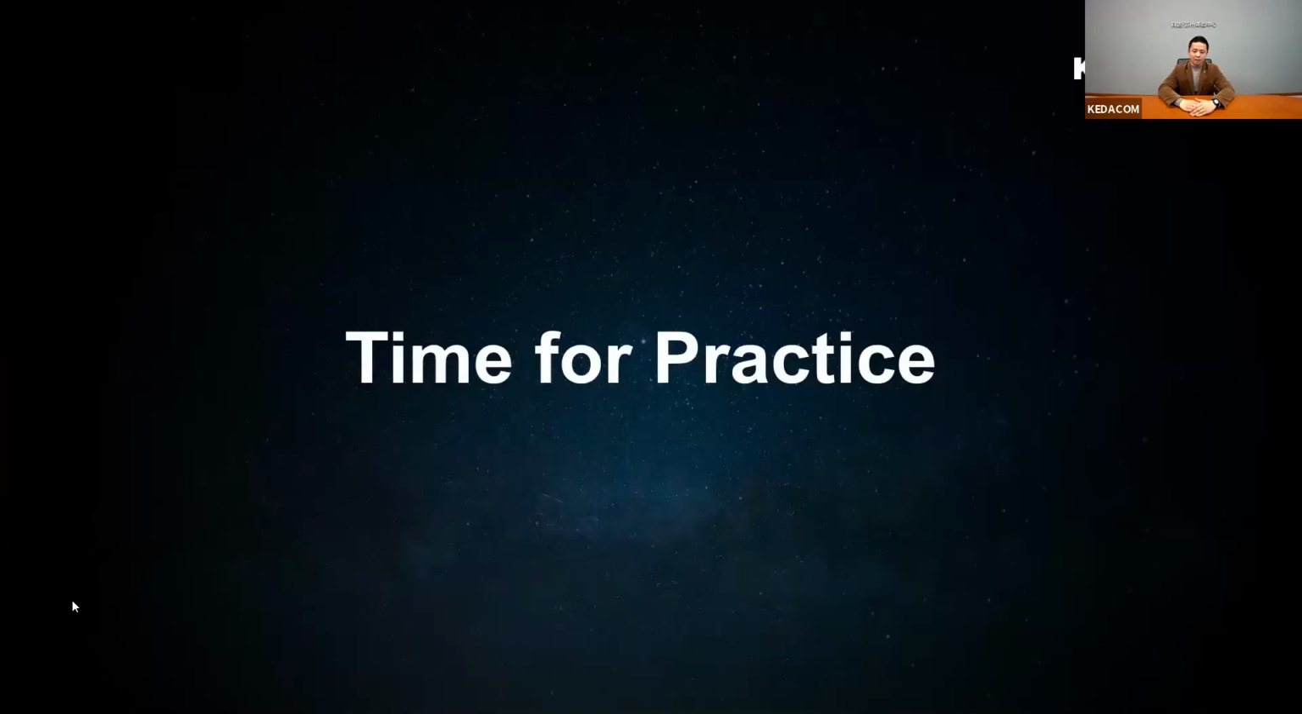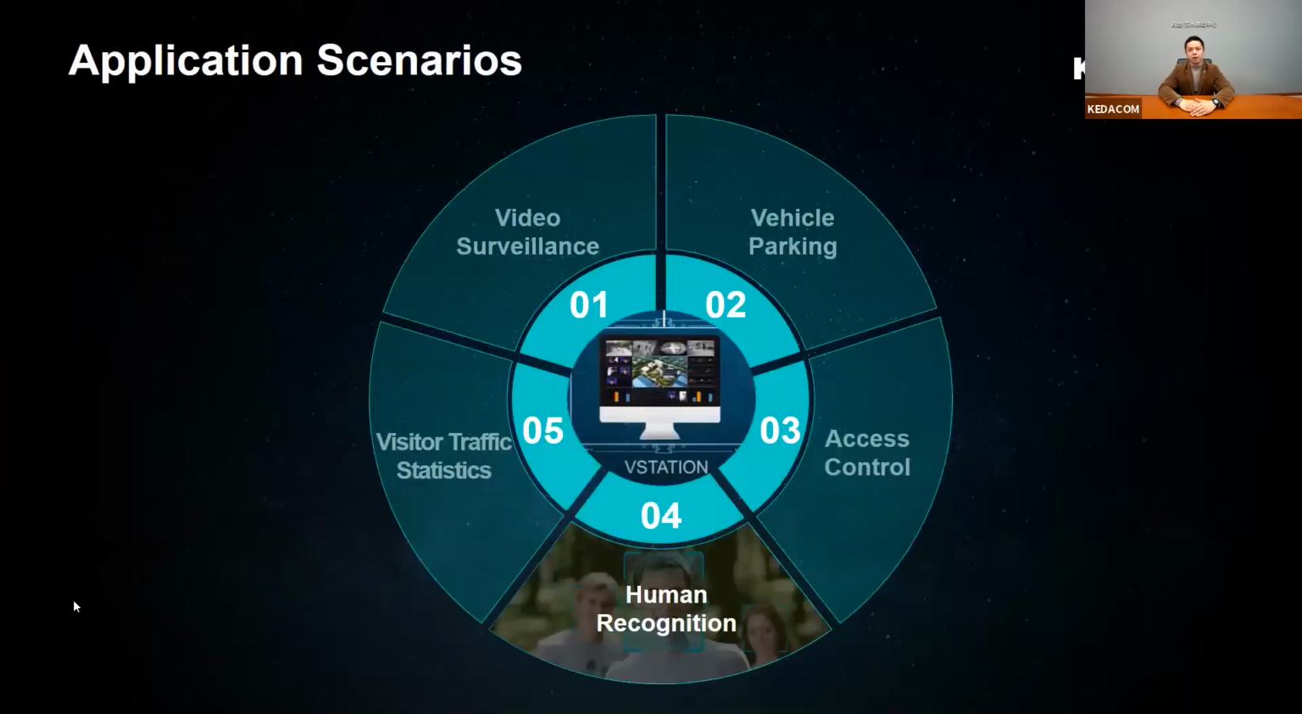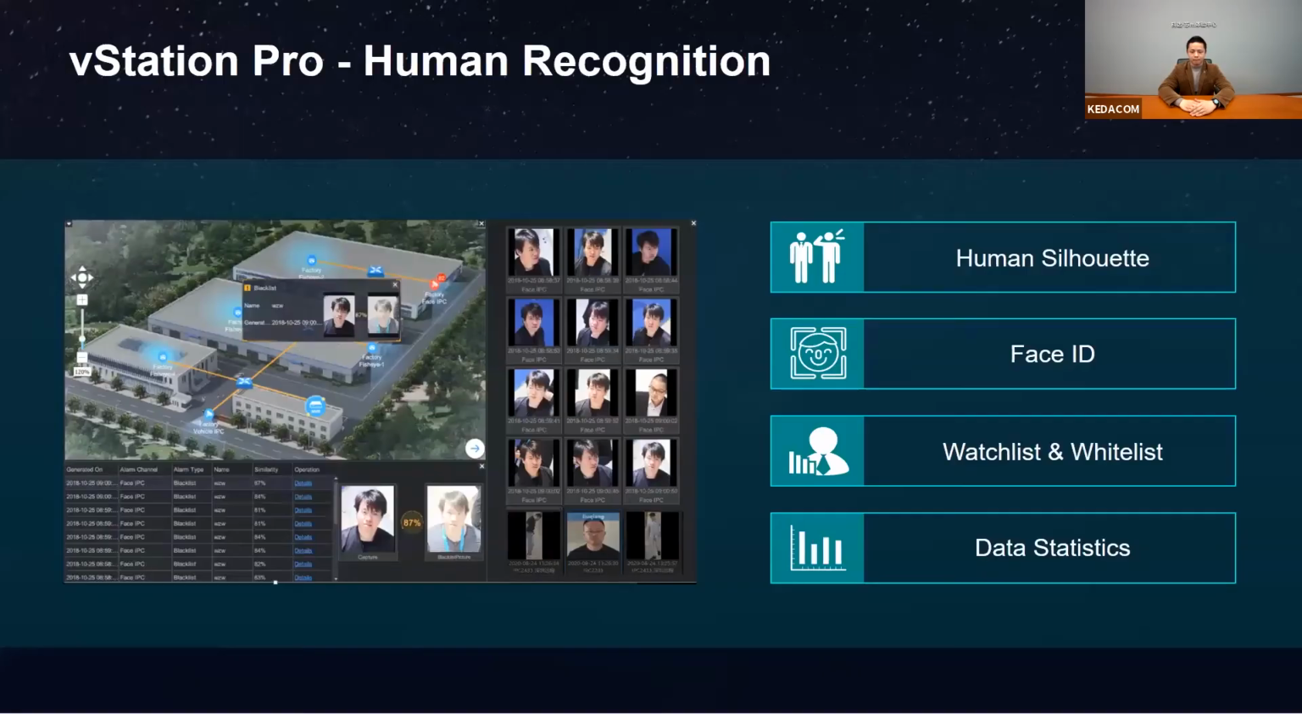Okay, except for the video surveillance, the vehicles, the entrances and exits, I believe that you guys are still concerned about human recognition. Certainly, we've got it for vStation. For human recognition, we use deep learning algorithms. Not only facial recognition captures, but also humanoid captures. And combined with the watchlist and whitelist settings, it can be displayed in real time on the eMap and related alarm information interface. There are also corresponding alarm data and snapshot statistical reports on vStation.